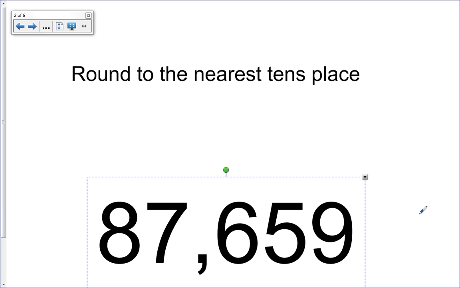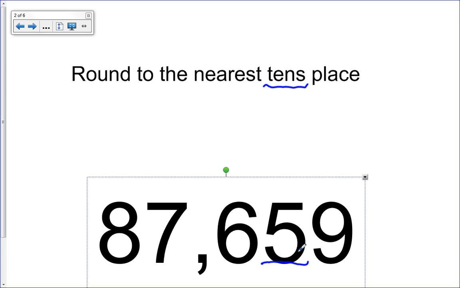Okay, so in this example, we are asking you to round the number 87,659 to the nearest 10. And it says nearest tens place, but that's the same as saying round to the nearest 10. So what we have learned to do is first we're going to find the digit in the place that we are rounding to. And it is asking us to round to the nearest 10. So we're going to locate the tens place, and in this number, 5 is in the tens place. So I'm going to underline the 5. That way I can remember which place I'm actually rounding.